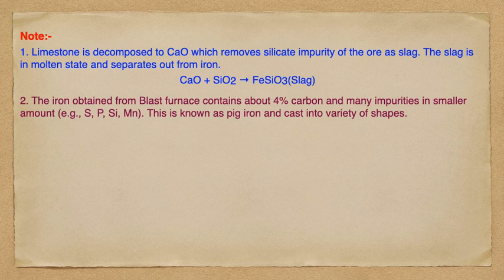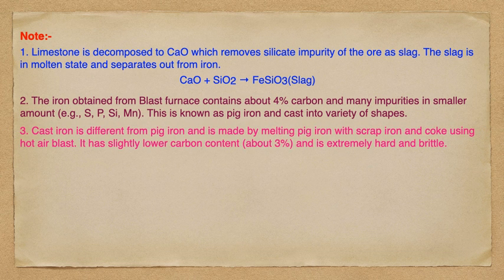And the second note is the iron obtained from the blast furnace contains about 4% carbon and many impurities in smaller amounts such as sulfur, phosphorus, silicon, manganese. This is known as pig iron and is cast into a variety of shapes. It is the impurest form of iron.